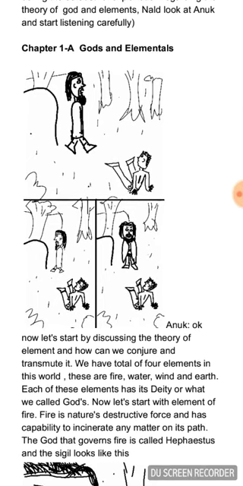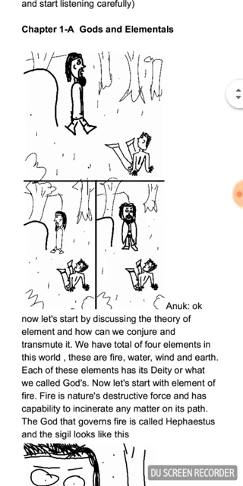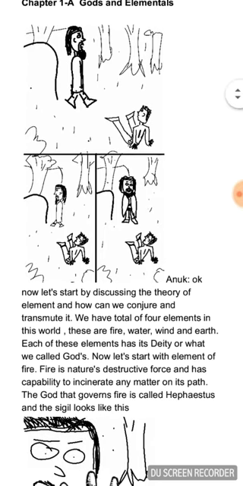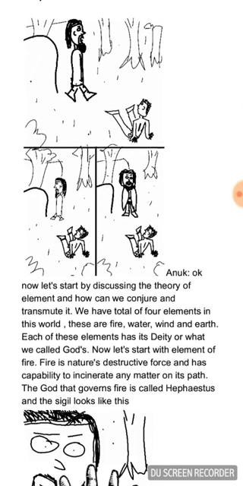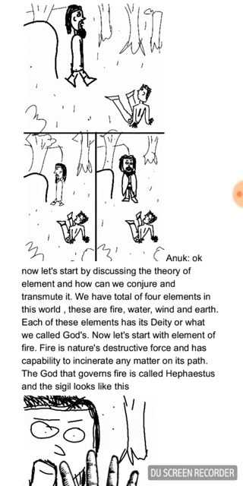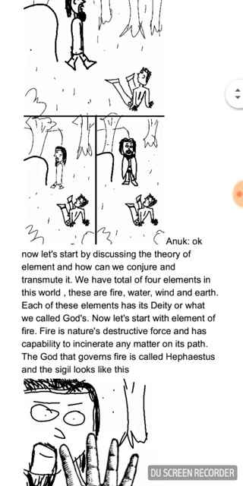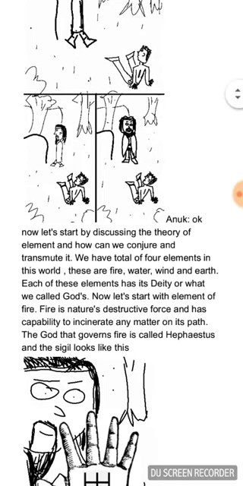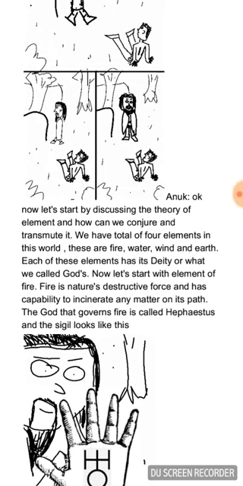Okay, now let's start by discussing the theory of elements and how we can conjure and transmute them. We have a total of 4 elements in this world. These are fire, water, wind, and earth. Each of these elements has its deity, or what we call gods.